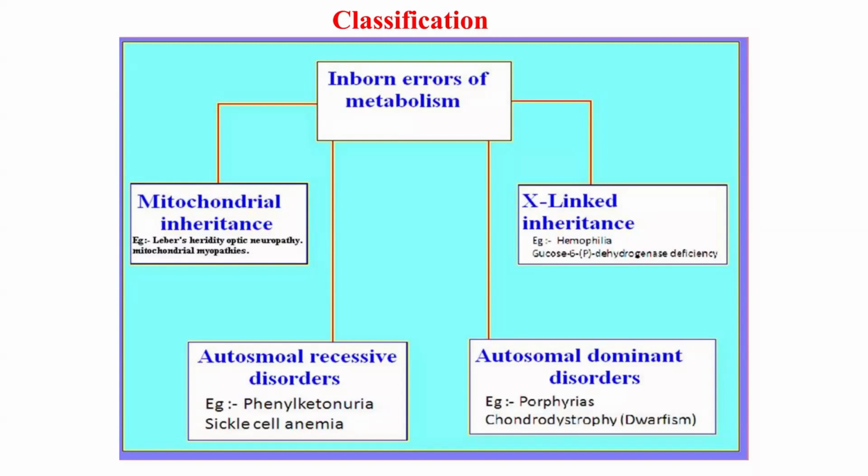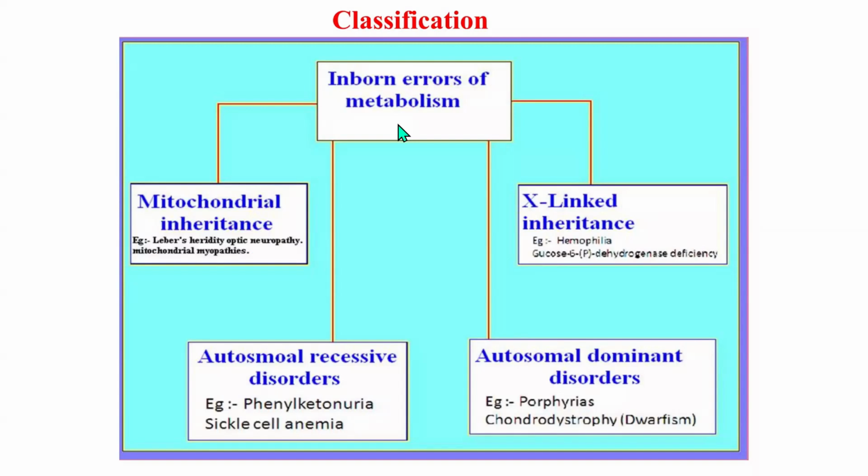So now the question is, how do we inherit mitochondria? Usually the mitochondrial DNA is only inherited from the mother. It is never inherited from the father. So mitochondrial DNA is a maternal inheritance. We inherit mitochondrial DNA from our mother.